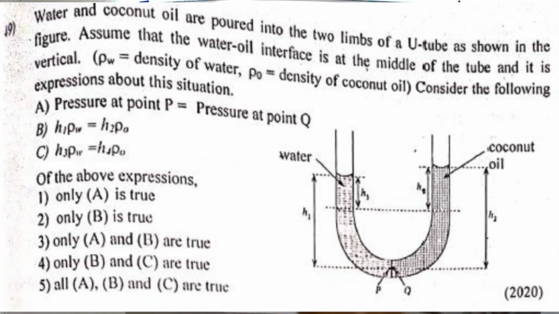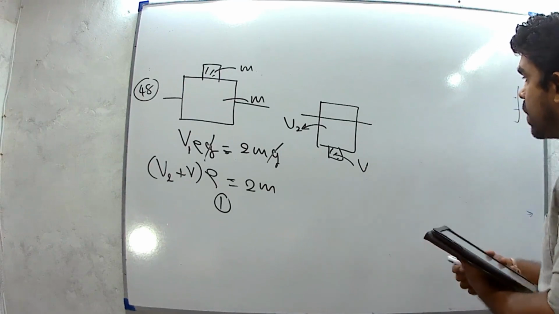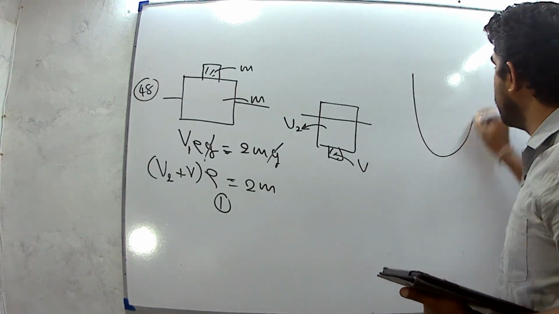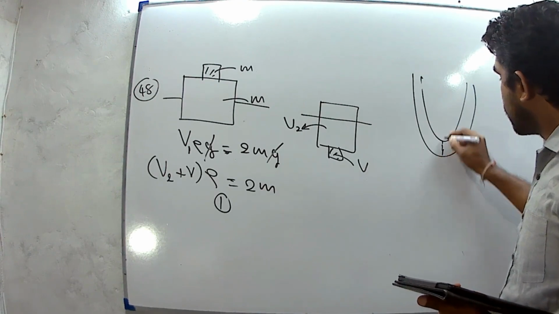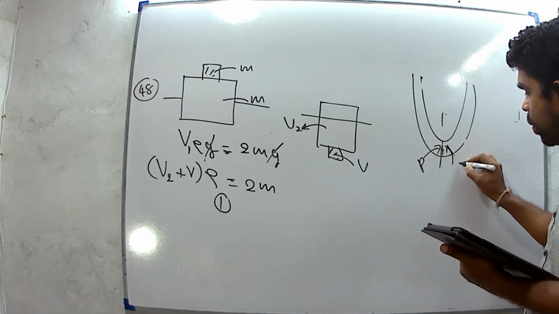49. Water and coconut oil are poured into the two limbs of a U-tube as shown in the figure. Assume that the water-oil interface is at the middle of the tube and it is vertical. Rho W is the density of water, rho oil the density of oil. Consider the following expressions about this situation. A: pressure at point P equals pressure at Q. Yes, we know that if there is an equilibrium like this, with the interface at this place, then the pressure at P equals the pressure at Q.